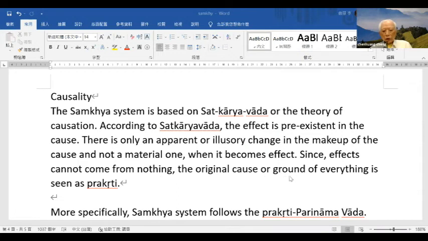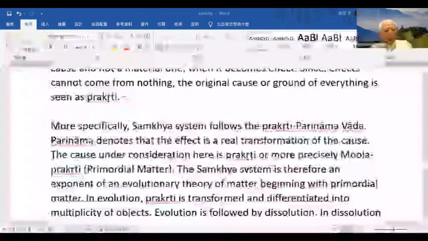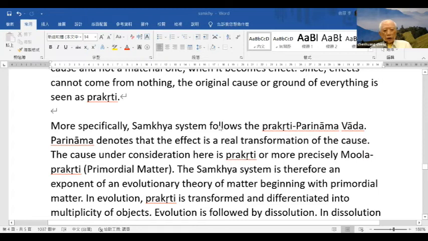The original cause or ground of everything is seen as Prakriti. More specifically, the Samkhya system follows the Prakriti Parinama Vada. So please bear in mind, it is called Prakriti Parinama Vada. Parinama means evolutionary, evolve from Prakriti. Parinama denotes that the effect is a real transformation of the cause. The cause under consideration here is Prakriti, or more precisely, Mula Prakriti, primordial matter.